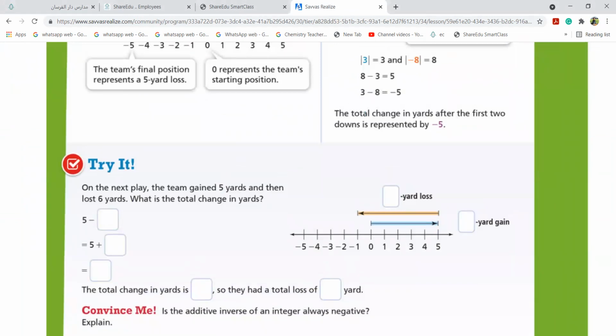On the next play, the team gained 5 yards and then lost 6 yards. What is the total change in the yards? They say that they gained 5 yards, it's plus 5. And then they lose 6 yards.